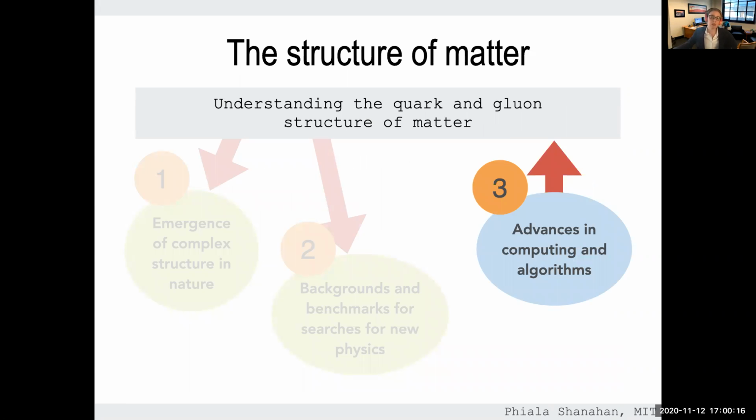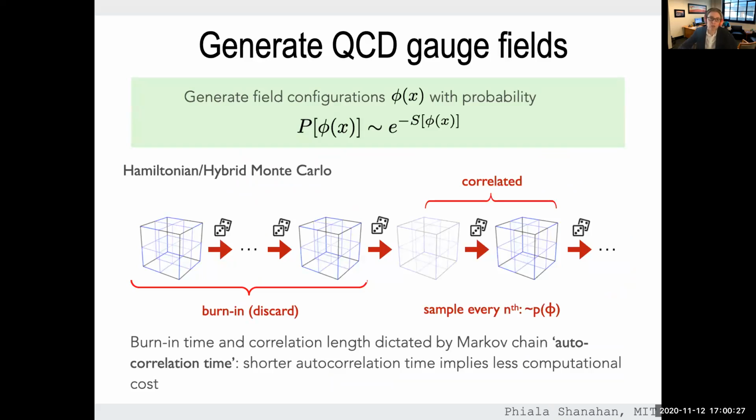So how advances in algorithms can, of course, enable physics calculations that wouldn't otherwise be possible. And I'll give just one example of something that my group's been focusing on recently, which is trying to accelerate the generation of QCD gauge field configurations. So the problem is quite simple to state, that we want to generate these field configurations with a known probability distribution given by the exponential of the action.